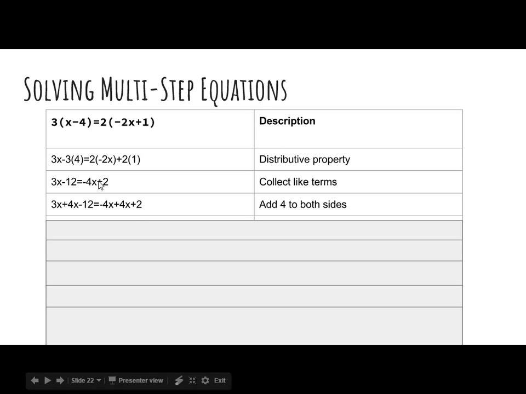Now, yes, you could have done it differently, and you could have taken care of this negative 12 here first. That is interchangeable. However, it becomes a matter of preference. Now, when we collect all of our like terms here, a 3x and a 4x are similar terms, meaning that they both have an integer being multiplied to x, and then the negative 12 is a separate term.